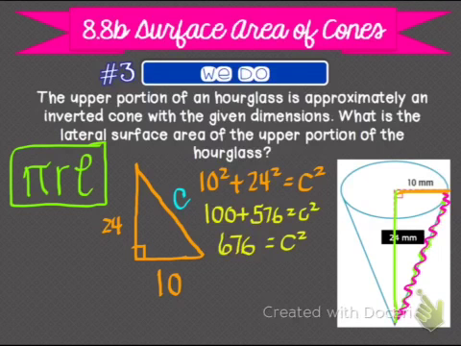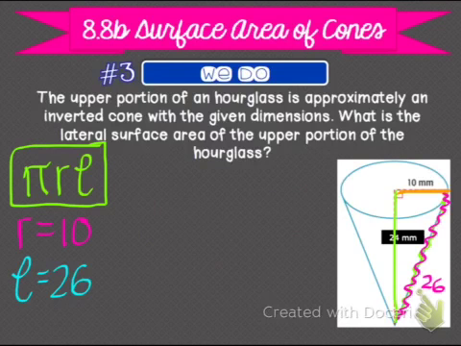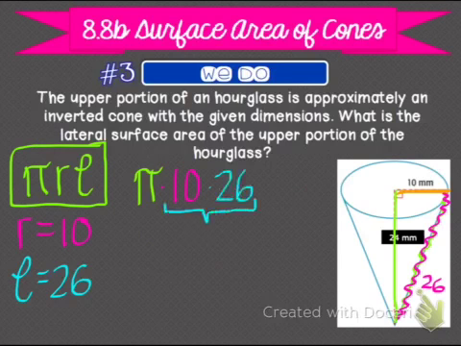So now to find my hypotenuse, I just need to take the square root of 676. And that gives me a hypotenuse of 26. So this over here is 26, which is actually the measurement that we need. So now we can go ahead and start plugging and simplifying. So we've got pi times our radius of 10 times our lateral slant height of 26. So 26 times 10 is going to give us 260 pi.